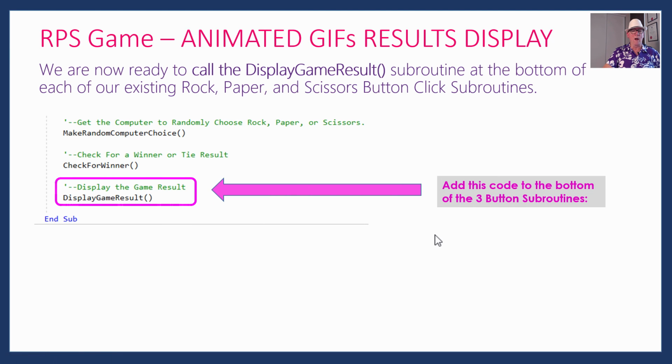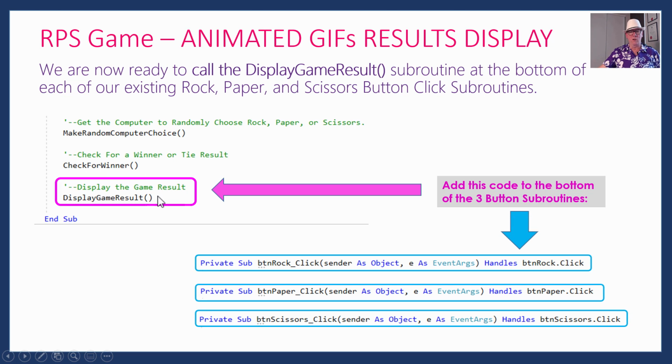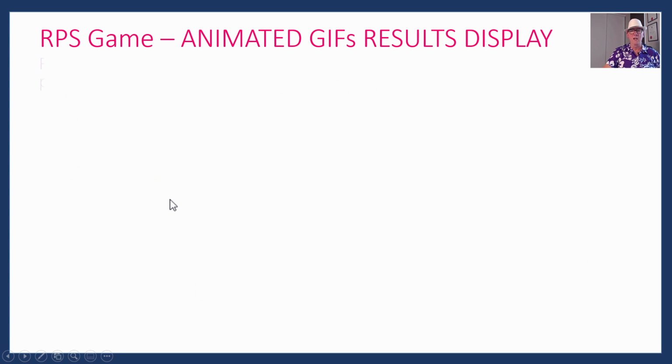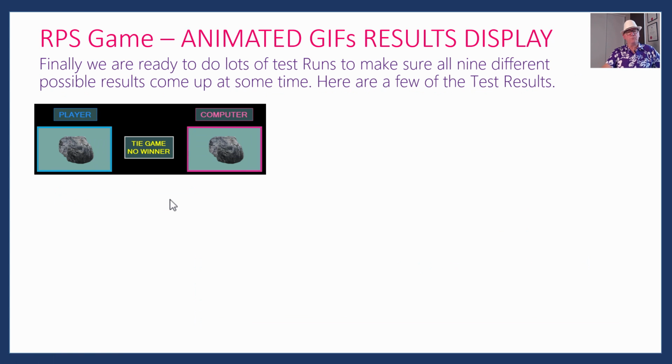And then we're ready to call that subroutine. So again, we go down to the bottom of our button subroutines, and we've already added in the call for this one. Previously we added the call for that one. Now we're adding in the display game result call, and make sure you do that in all three of them, the BTN rock click, BTN paper click, BTN scissors click. So for all three player buttons, make sure you go down the very bottom before the end sub, put this line of code in so it will actually display the game result, and then we're ready to test it.